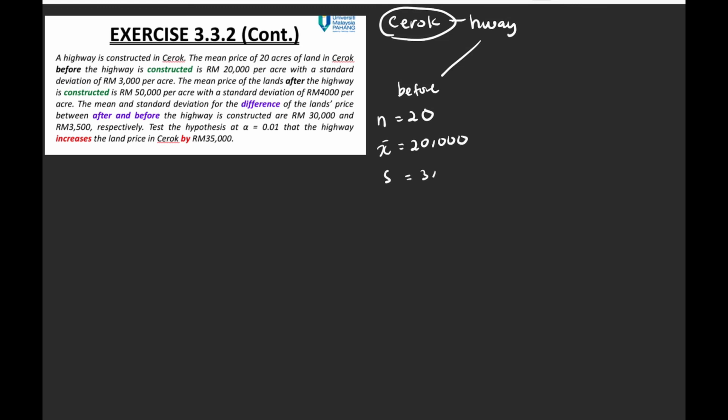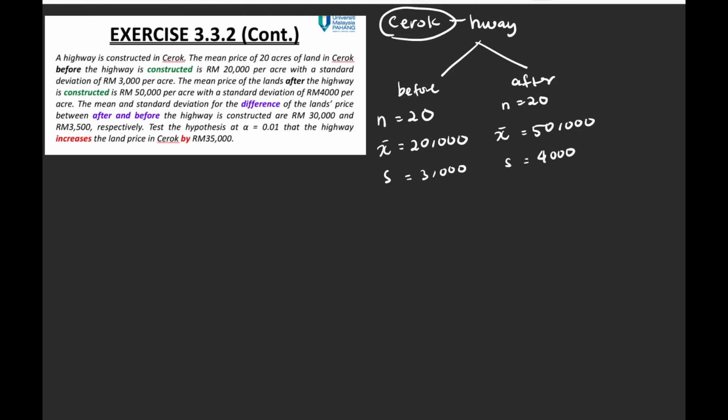Okay, when you read the question, there's a place named Cerok. This is a place. They want to build a highway. So, before they built the highway, the mean price of 20 acres, so N equals 20, land in Cerok before the highway is constructed is, so X bar is equal to 20,000. And the standard deviation is 3,000. And then after they construct the highway, with the same sample size, because this is dependent, the same place, Cerok, so sample size must be the same. The X bar here is 50,000, where the S is 4,000.